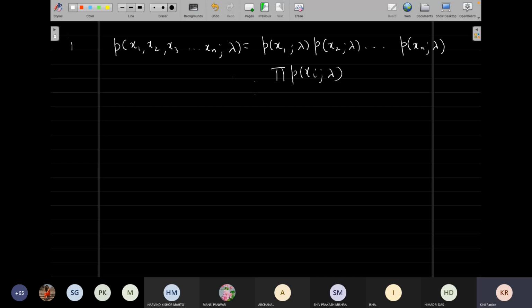Right? So I can write this down: e to the power minus lambda, lambda raised to the power xi, over xi factorial, with i going from 1 to n. Yeah, this is all good. Before we conduct the experiment, our joint PDF comes like this.